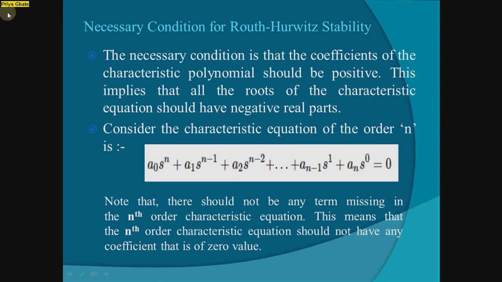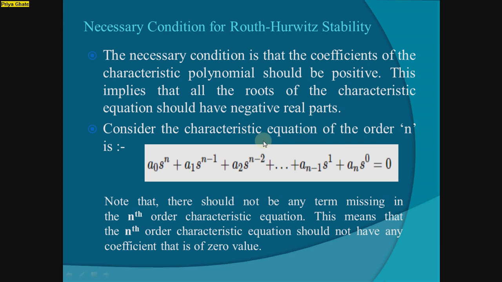Necessary condition for Routh-Hurwitz stability. The necessary condition is that the coefficients of the characteristic polynomial should be positive. This implies that all the roots of the characteristic equation should have negative real parts.